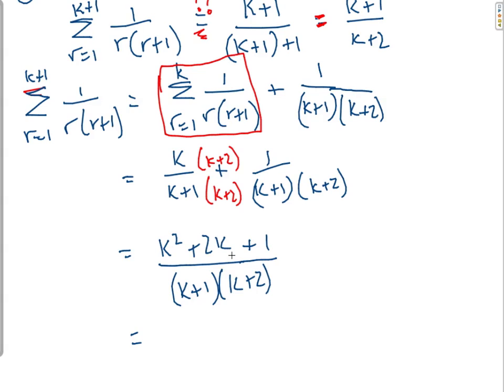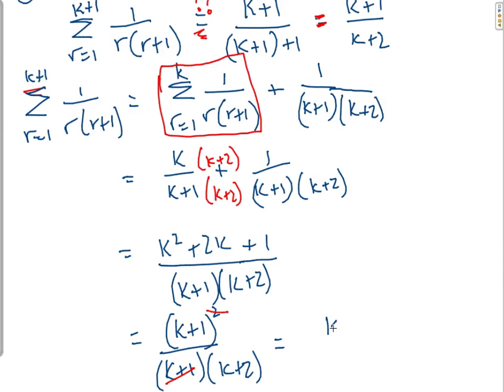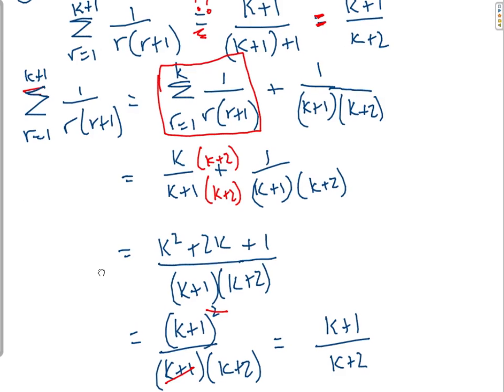Noticing the top, I know this is my objective. If I notice the top, that factors conveniently to k plus 1 squared over k plus 1, k plus 2. I can then go and do a little bit of canceling. That square goes away with that. And so I get a single k plus 1 over k plus 2. So I've shown it's true.